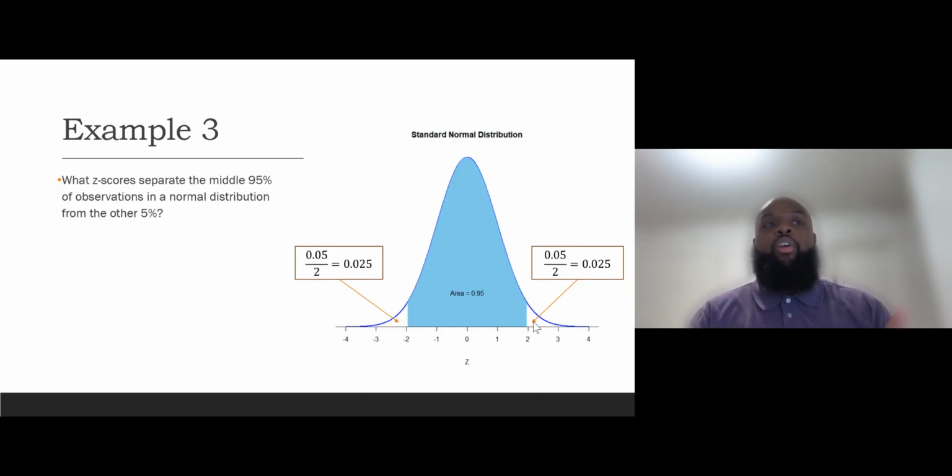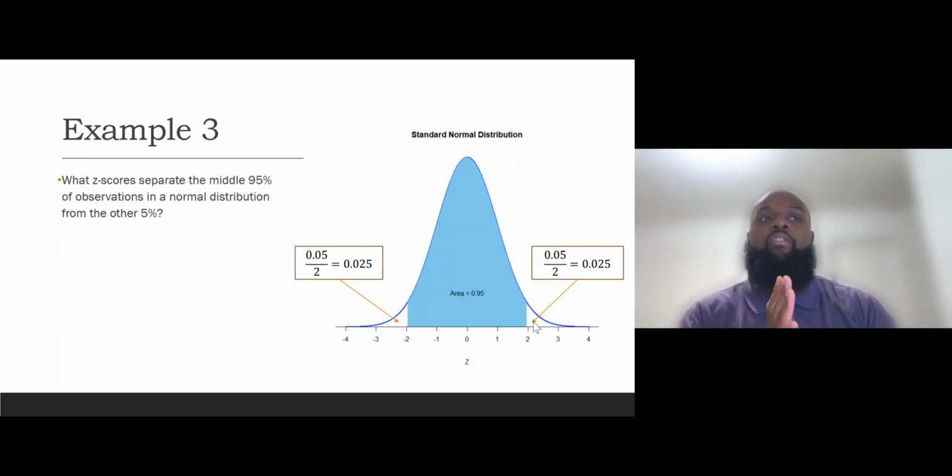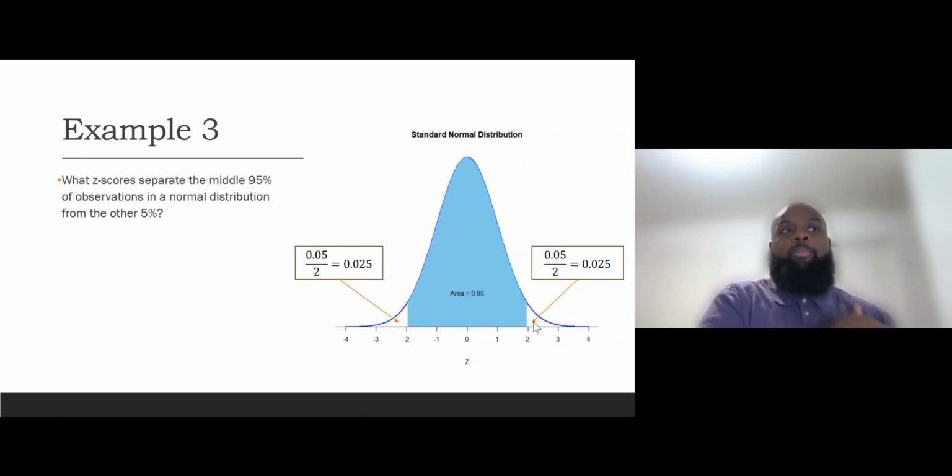And the reason for that is because our Q norm function, in the same way as our P norm function, focuses on values on the tail ends. It doesn't focus on those middle values. It focuses on values from a point to a tail, right?